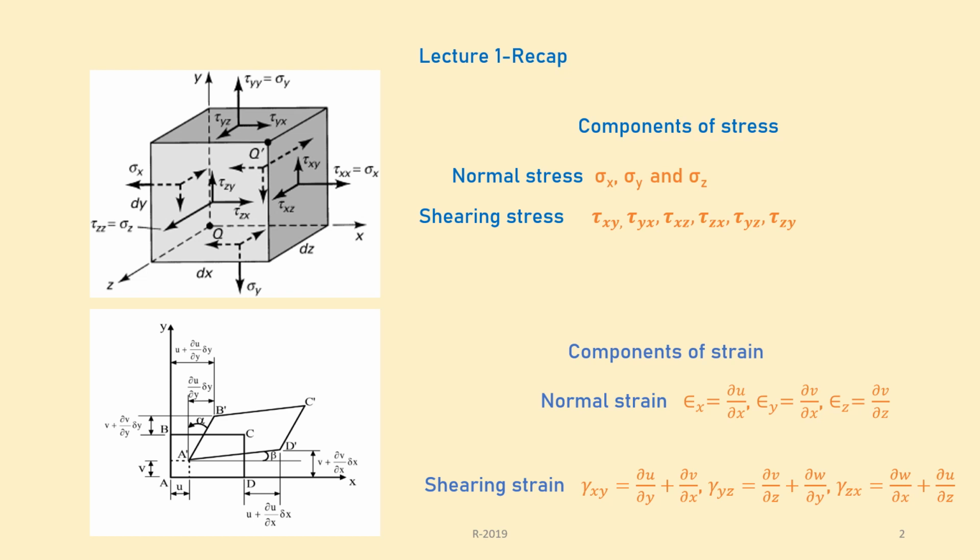Shearing stress, notated as tau, can be taken as positive if the tensile stress is in the direction of the positive axis. In the diagram shown, you can see the various components of stress, both normal as well as shearing stresses, on various faces of this cube.